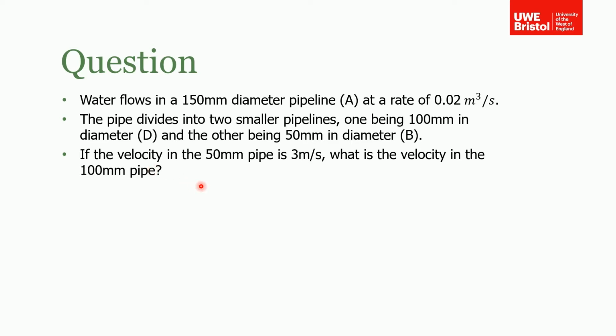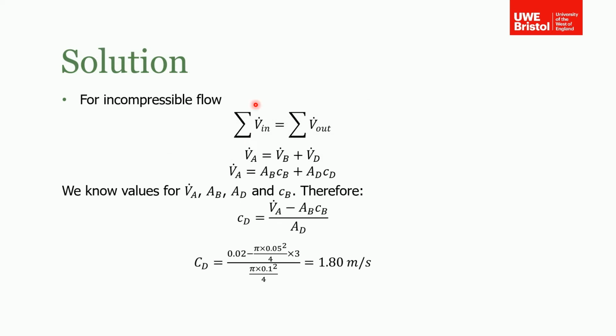So this question is basically continuity. For incompressible flow, because we've got the same fluid going in and out, we don't need to worry about the density, so we don't need to work out the mass flow rate. We can do it all on the volumetric flow rates. So the sum of the volumetric flow rate going in has got to equal the sum of what's going out for incompressible flow. What goes in must come out.